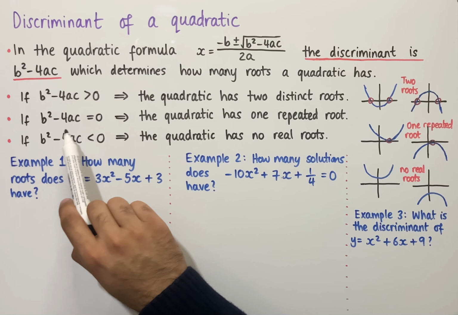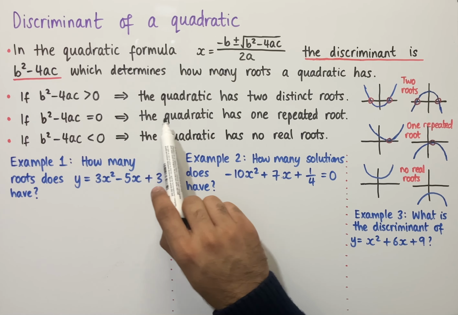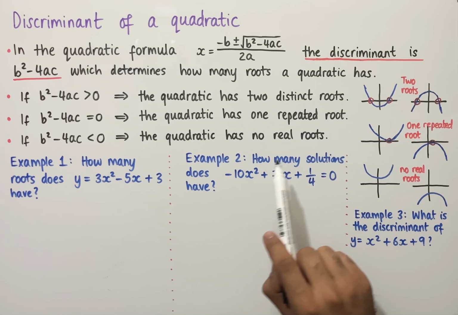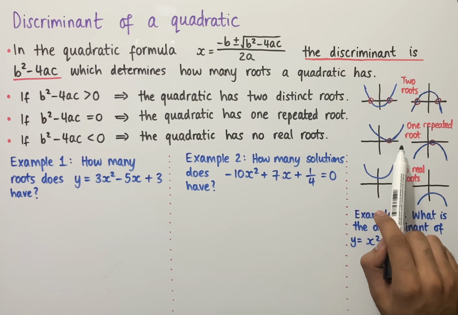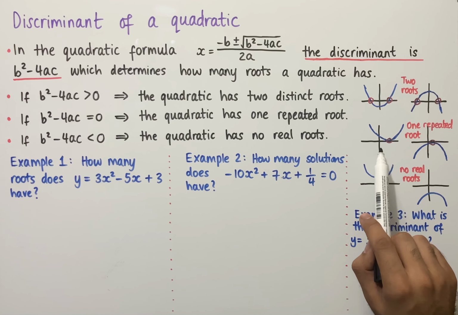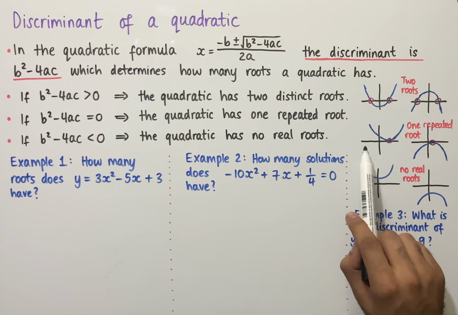If b squared minus 4ac is equal to 0, then this implies that the quadratic has one repeated root. In other words, the graph would indicate that the quadratic touches the horizontal axis at one point only, and that is the repeated root that we have.